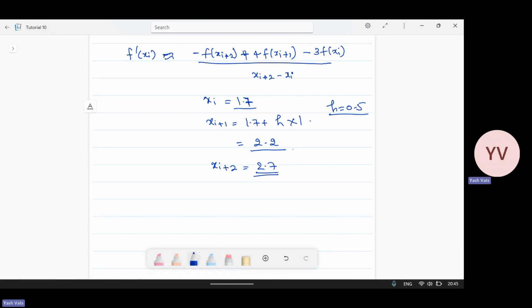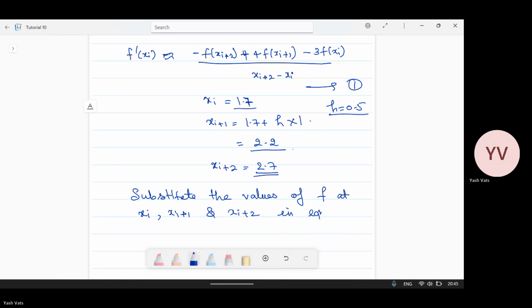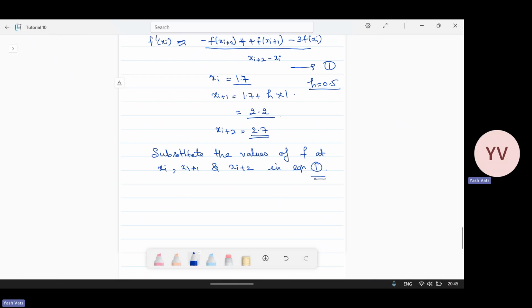So what you do, you have to just substitute the values of f at xi, xi plus 1 and xi plus 2 in equation 1, and you get the desired answer, right? All right.